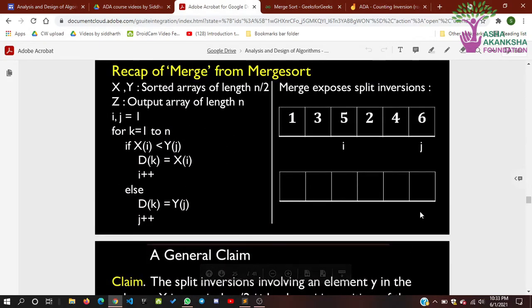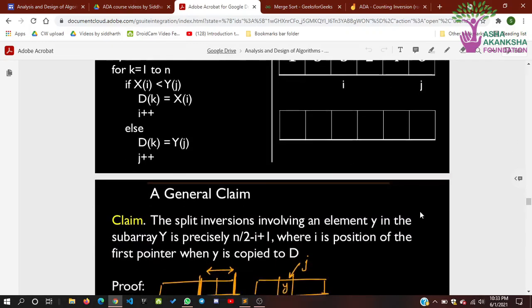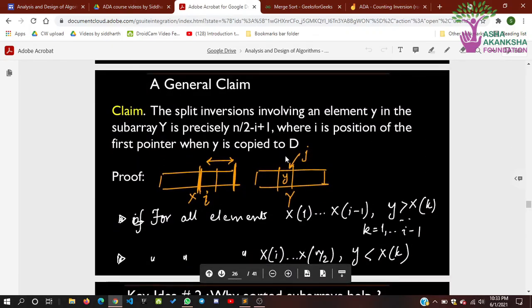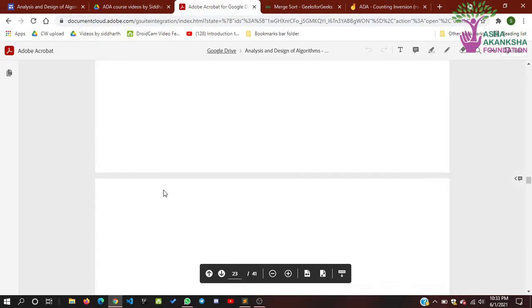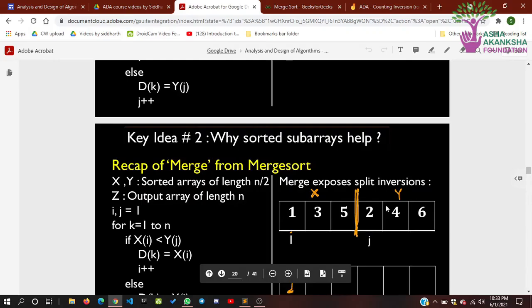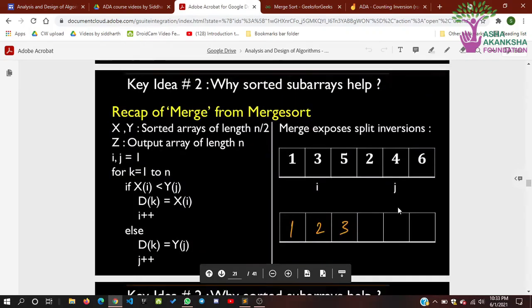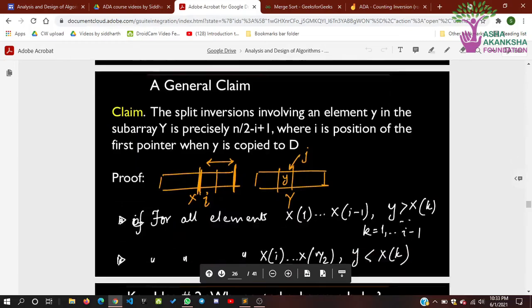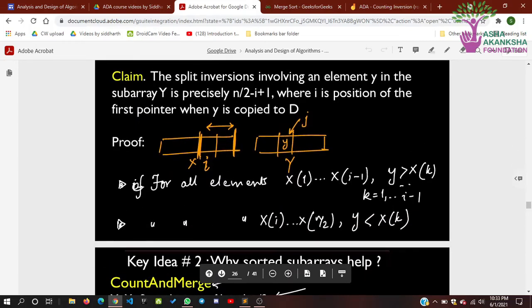Now, to work things more clearly, I will first of all make a general claim. Suppose that the number of split inversions involving any element y in this subarray capital Y is precisely n/2 minus i plus 1, where i is the position of the first pointer when y is copied to D. Suppose, like in this case, you were given capital X and capital Y. Just consider this thing only. We are given capital X and capital Y.